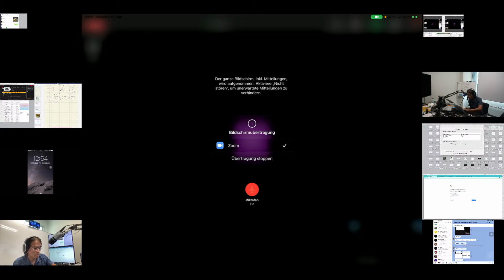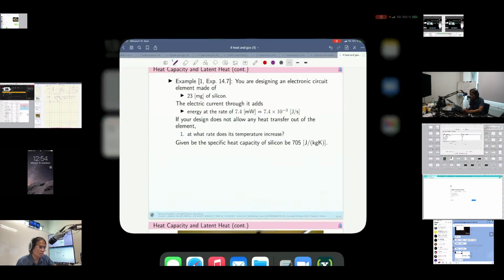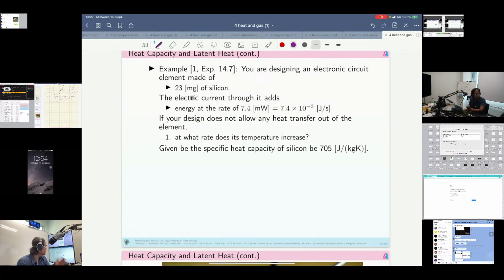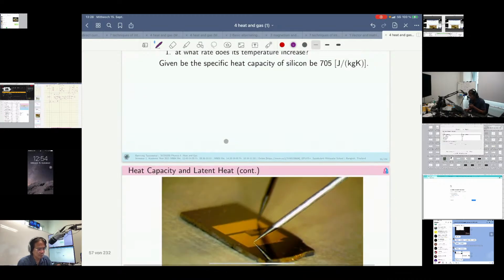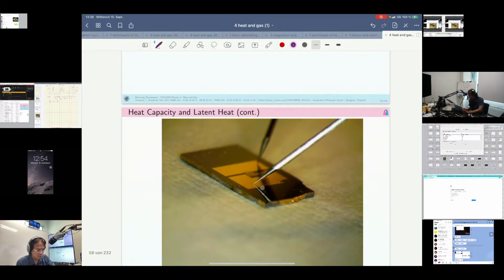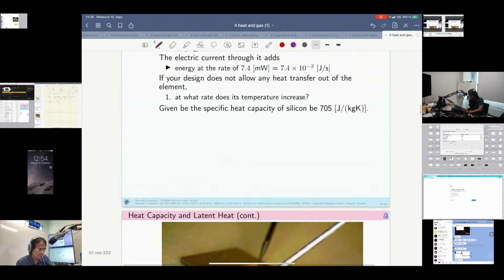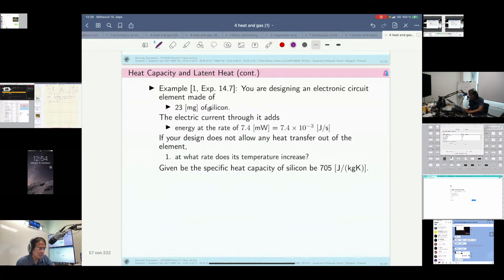Right, get back to the, okay, we arrive at this problem. And yeah, the electronic circuit, right, is made of silicon like this. Okay, you have a piece of circuit, and it's made of silicon, right, and it's not the big one, it's tiny. Its mass is only 23 milligram. Okay, please know that 23 milligram is equal to 10 to the power of negative 6 kilogram, okay, for us in SI system.